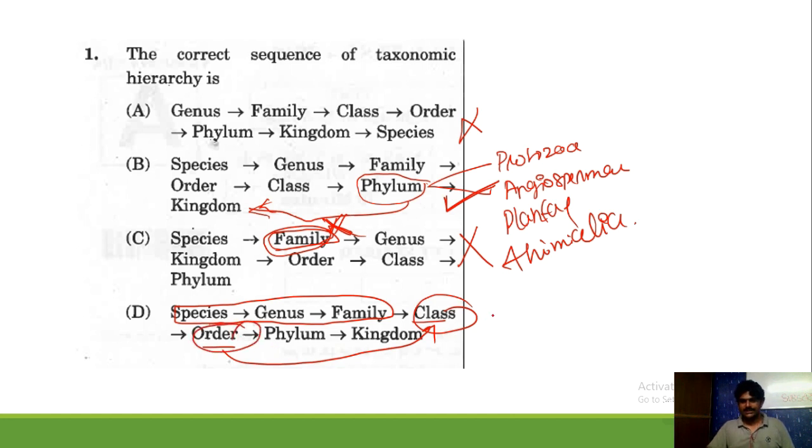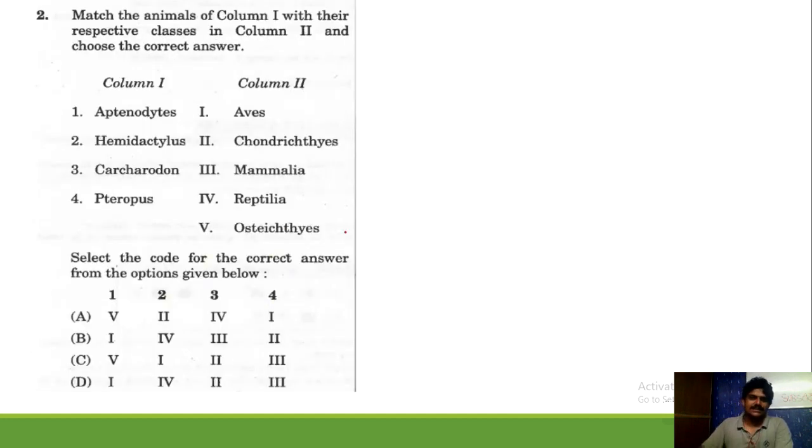So that's why this is also a wrong answer. Okay, now let's move on to the next question. The question is, match the animals of column 1 with their respective classes in column number 2 and choose the correct answer given below.